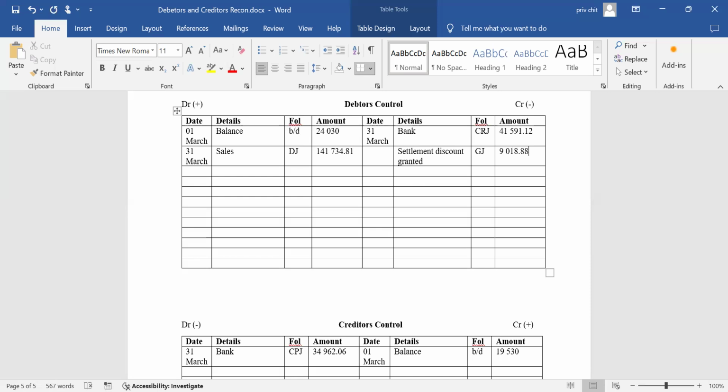Happy so far, guys? So that's what you do with that one. And then you tick next to it, because we are done with that transaction, we're not going back to it. Then you move on to the next one. It's settlement discount received from where?